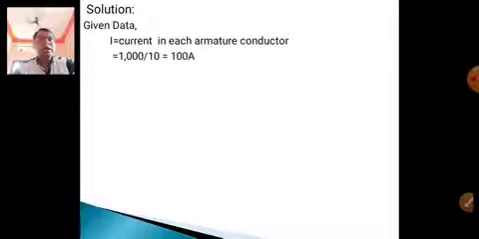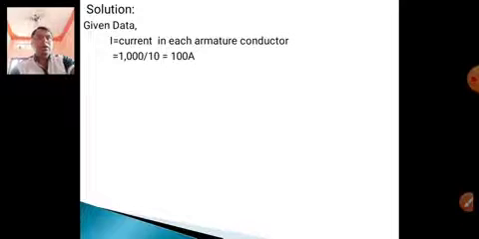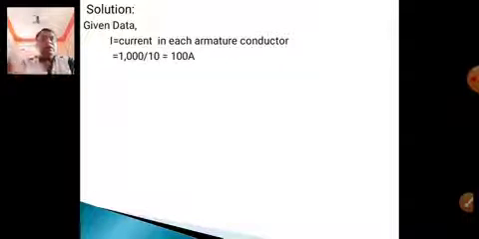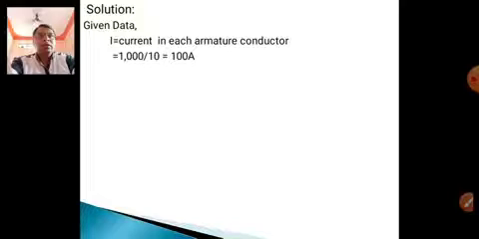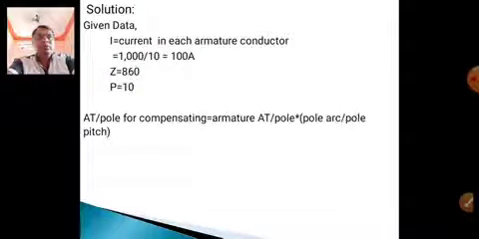So I is the current in each armature conductor, that is 1000 amps given, divided by the number of poles. So IA by P, that is 100 amps. So Z is 860 conductors, P equal to 10 poles, and the compensating winding on the armature is equal to 80 per pole.